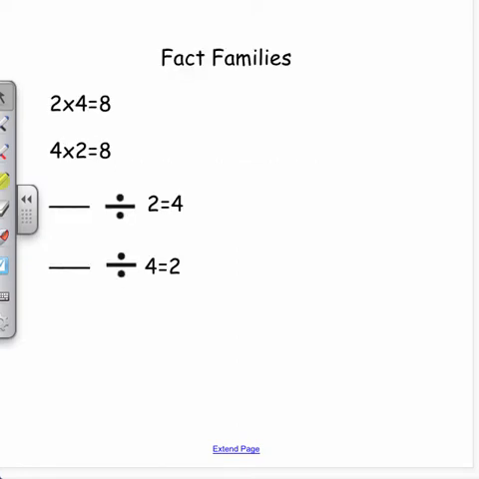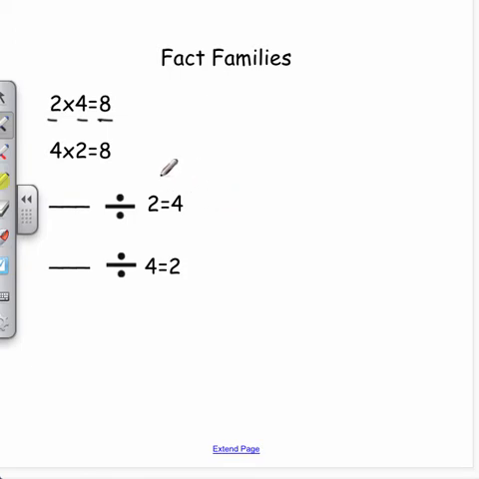The first one is about fact families. We did cover this in Unit 4. 2 times 4 equals 8. 4 times 2 equals 8. Now I have a missing number. Something divided by 2 equals 4. Remember, if it's a fact family, we use the same 3 numbers for every number model. So you can look and say, what is this number model missing?